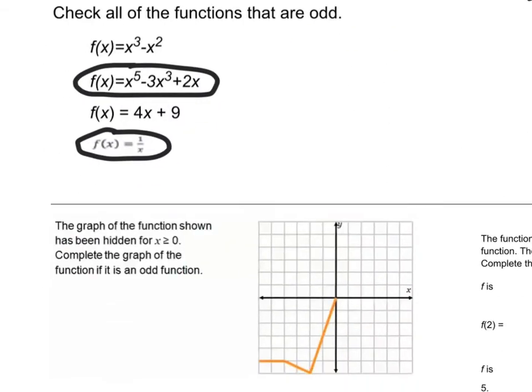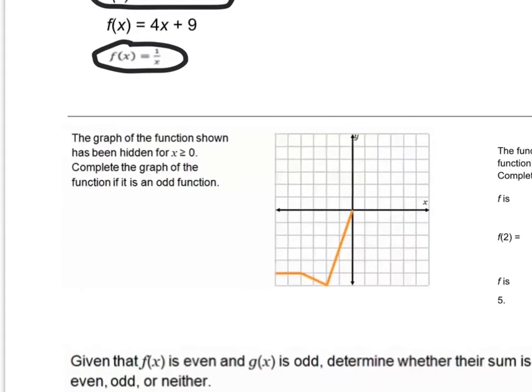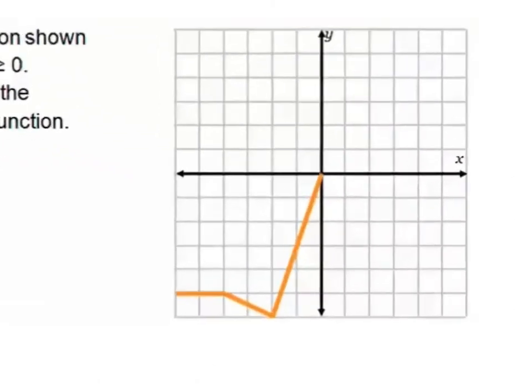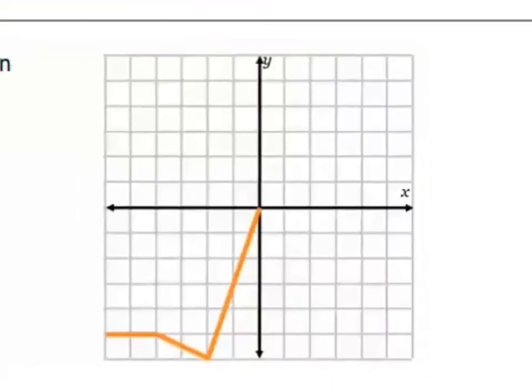Over here it says the graph of the function is shown and has been hidden for the part where x is greater than 0. We want to complete the graph of the function if it is an odd function. So I'm going to come in here and complete this. I just want to identify some specific points that we will need. This is the point negative 2, negative 6.